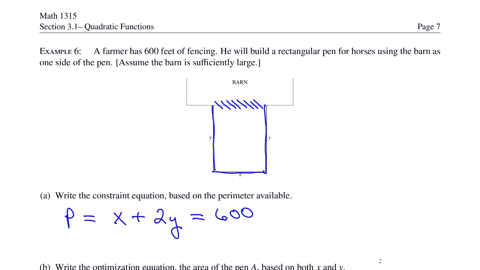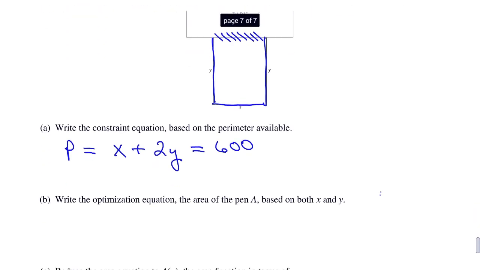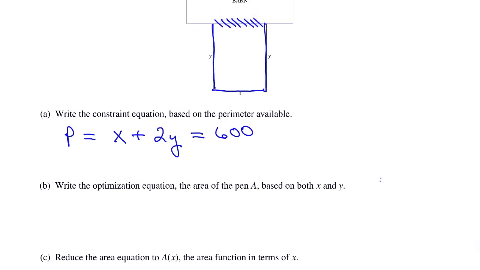Question B. Write the optimization equation, the area of the pen A based on both x and y. The optimization equation is the equation that you want to find the largest or smallest values for. In this case, we're optimizing the area of the pen, and since it's a rectangle, the area is length times width, which is x times y.